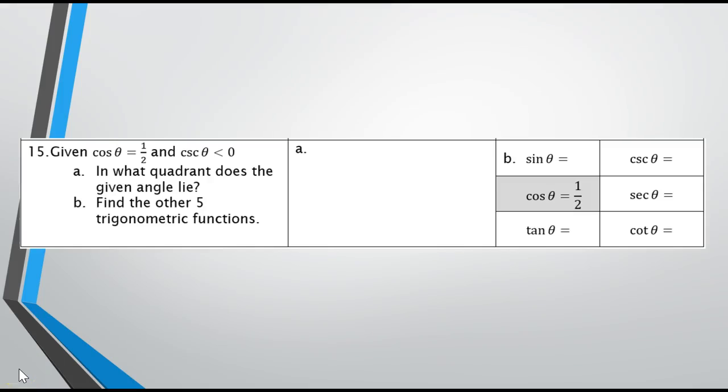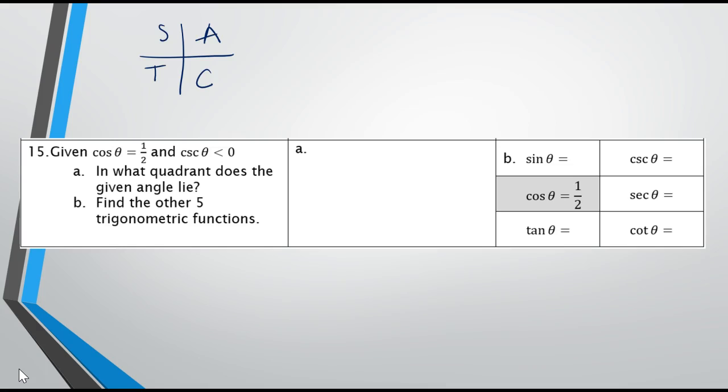We are given that the cosine of theta is 1/2 and that the cosecant of theta is negative. So the first thing we need to do is figure out, I need to draw a triangle and I need to figure out what quadrant to draw my triangle in. So the very first thing I'm going to do is the ASTC chart.